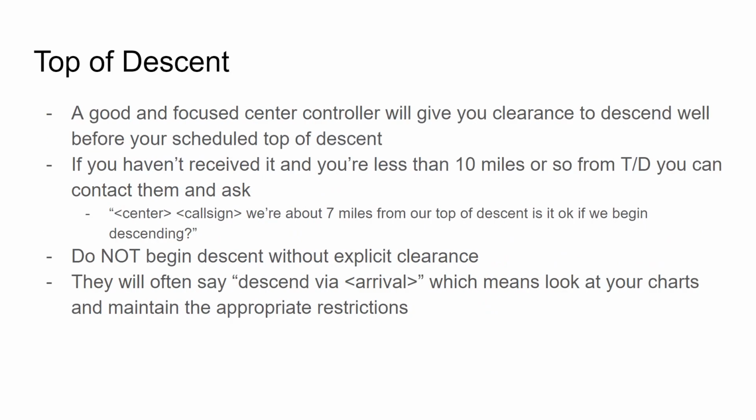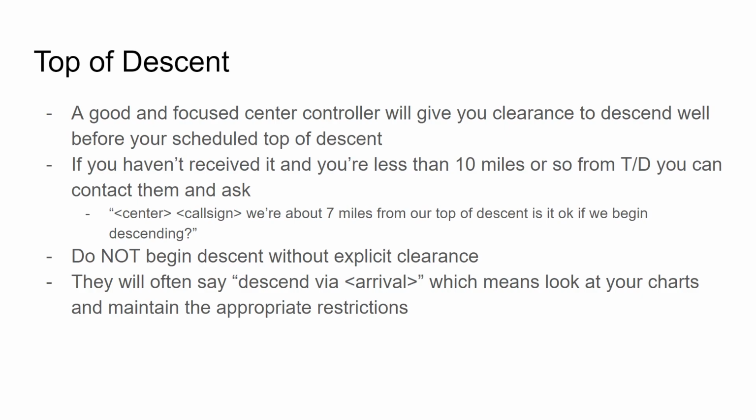So yeah, it's the same for all subsequent center handoffs until you reach the top of descent. For top of descent, a controller who's very good at their job will give you clearance to descend 20 or 30 miles before your scheduled top of descent, which will usually show in your nav display. But if you haven't received it and you're less than 10 miles or so from your top of descent, then you can contact them and ask.